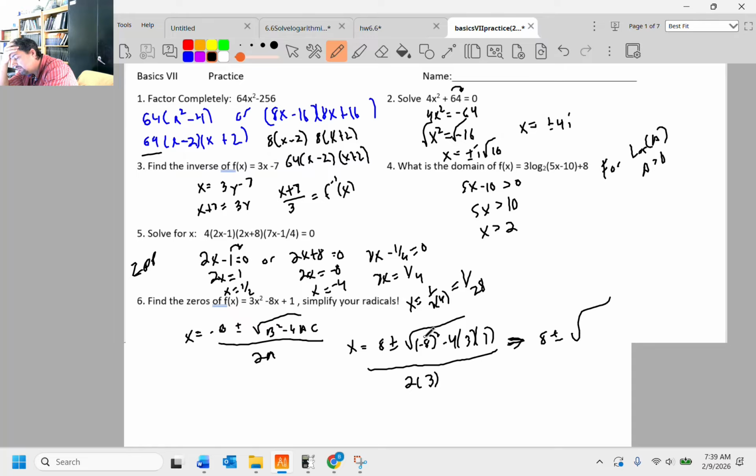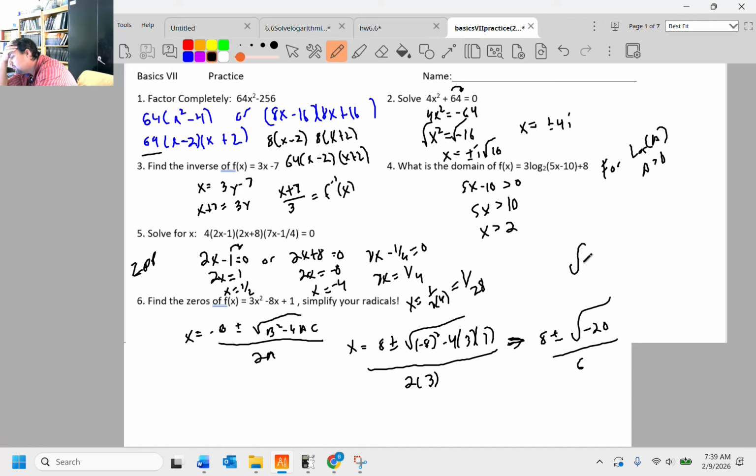We've got 64 here. 4 times 3 is 12, and then times 7 is what? 84. So I got 64 minus 84, which is negative 20, which is not going to be real. So we're not going to stop there.